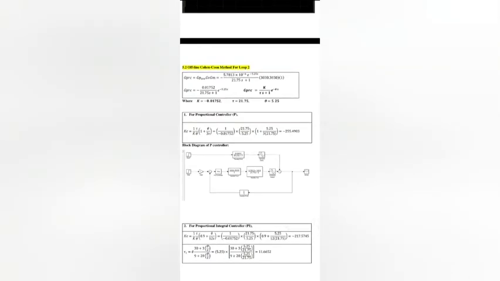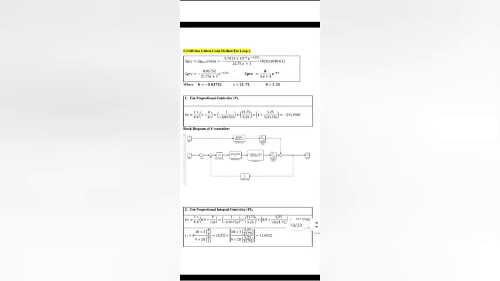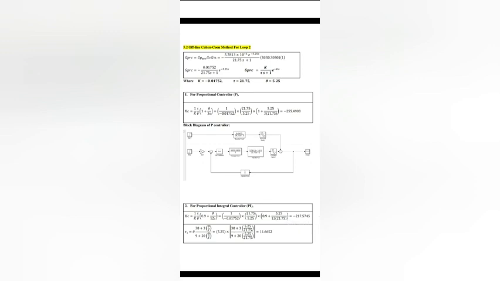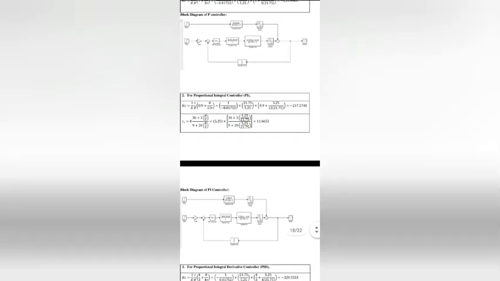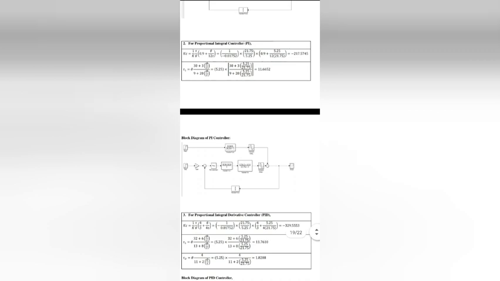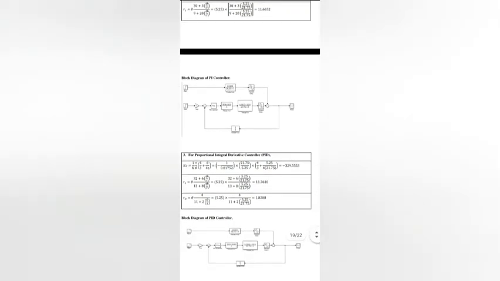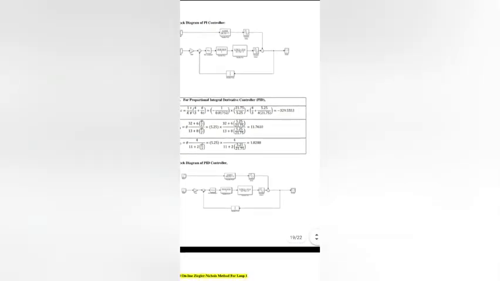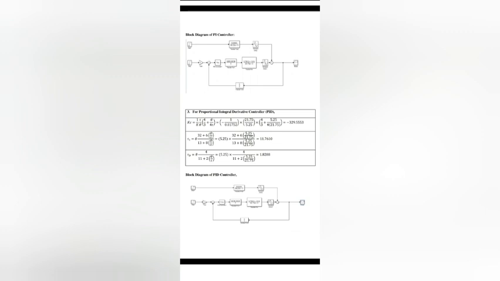After that, for loop 2, we use the same method as loop 1. First we find the values of K, tau and theta, and for the proportional controller P, we got the value of Kc, and by using Simulink, we got the block diagram of the P controller. For the proportional integral controller PI, we got the values of Kc and tau I, and this is the block diagram of the PI controller. The third one is the proportional integral derivative controller PID, where we got the values of Kc, tau I and tau D, and this is the figure for the block diagram of the PID controller. Okay, that's all. Thank you very much.